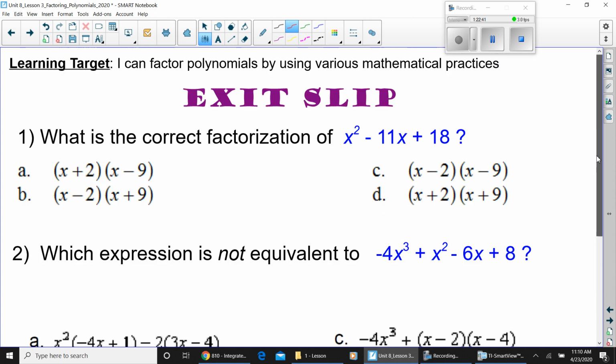So try the exit slip, the two problems on the exit slip. Press pause now.